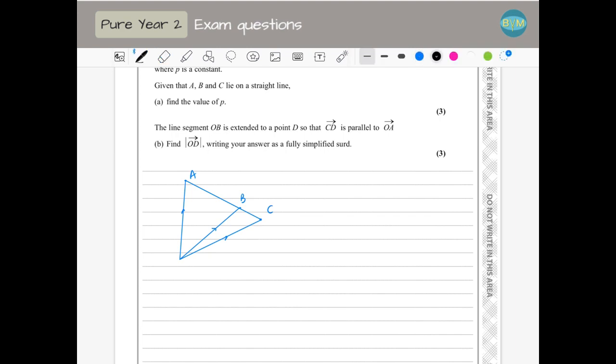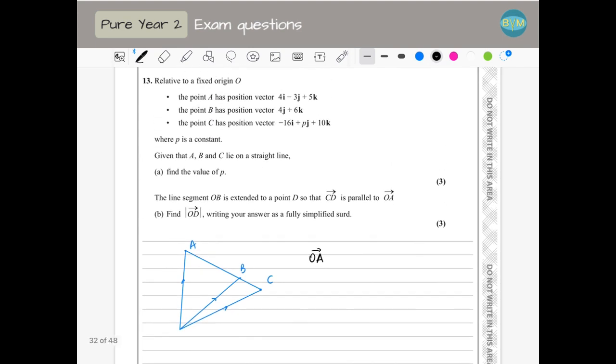I know OA is (4, -3, 5), OB is (0, 4, 6), and OC is (-16, P, 10). So these are my vectors, and we need to find P given that the 3 points are in a line.